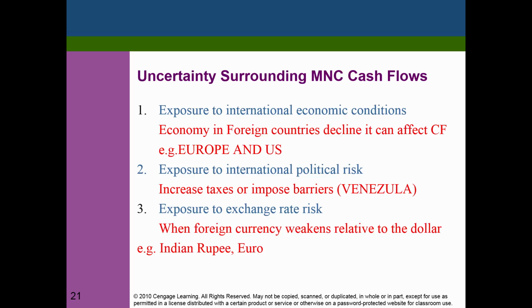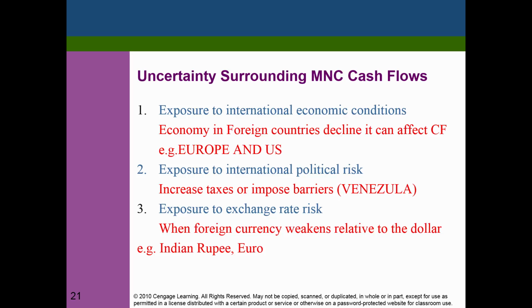Okay. So what are some of the reasons why the cash flows can become uncertain? The first is exposure to international economic conditions. So if the economy in foreign countries declines, it can affect the cash flow. So that is what we saw in recent times. In recent times, the European countries have not been doing well, and overall their economies have declined, and the value of the euro has also declined relative to the US, which basically means that companies in the US that are exporting a lot to Europe have suffered. Their revenues have gone down and their profits also have gone down.